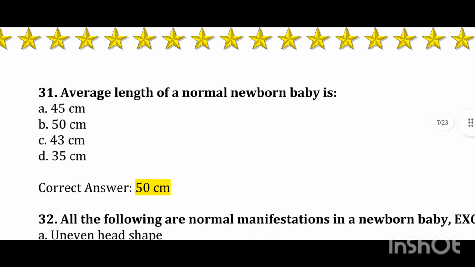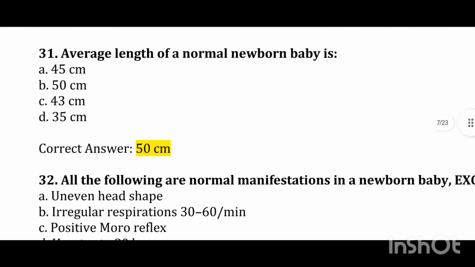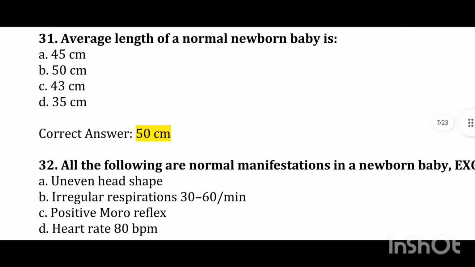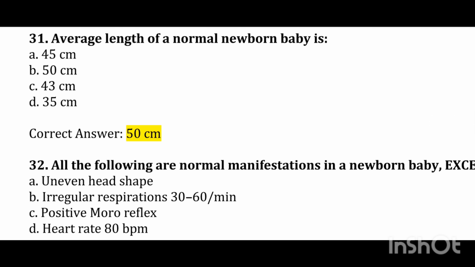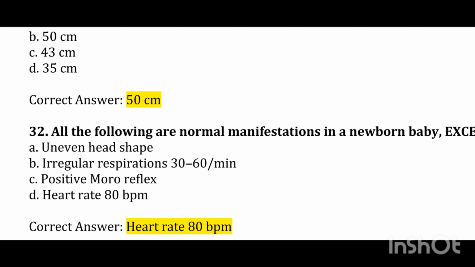Then comes to the question number 32. All the following are normal manifestations in the newborn except. In this question you have to identify which of the following is not a normal sign and symptom of a newborn baby. Option A is an uneven head shape. Option B, irregular respiration, that is 30 to 60 beats per minute. Option C, positive Moro reflex, and option D, heart rate 80 beats per minute. For this question the correct answer is option D, that is heart rate of 80 beats per minute is not a normal clinical manifestation for a newborn baby.